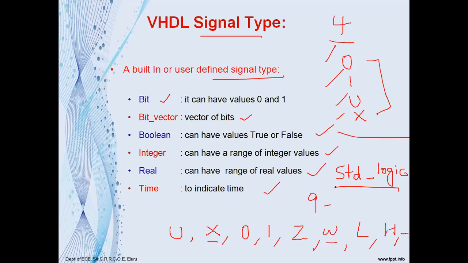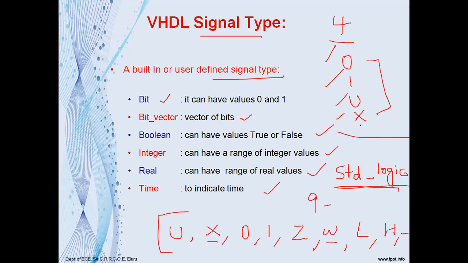So if you use the standard logic package, then we can define a signal as any one of the 9 values. If you have not declared this std_logic package, standard logic package, then you are allowed to use only the first 4: 0, 1, U, X here. So that is the point you have to remember here.